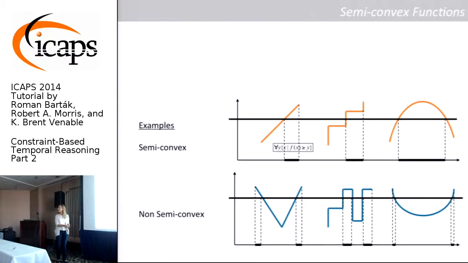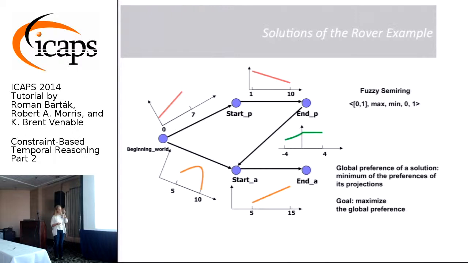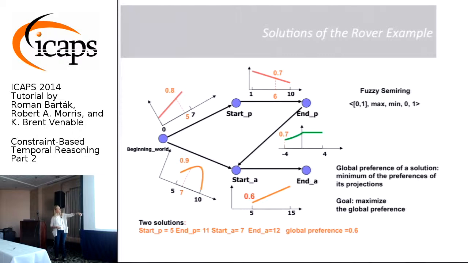Okay, so fortunately, wow, look at that. Our example for the rover works. All nice semi-convex preference functions. And if we look, we could consider a couple of assignments here. We get all the preferences. So here's an assignment with preference 0.6, but we can actually do better than that.